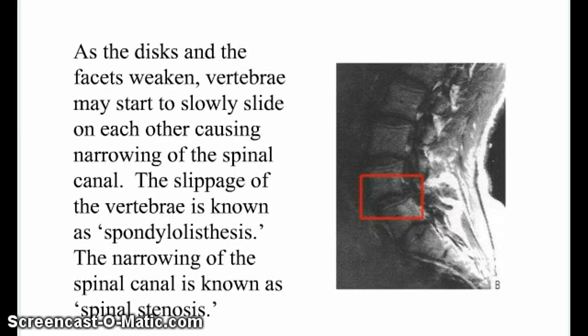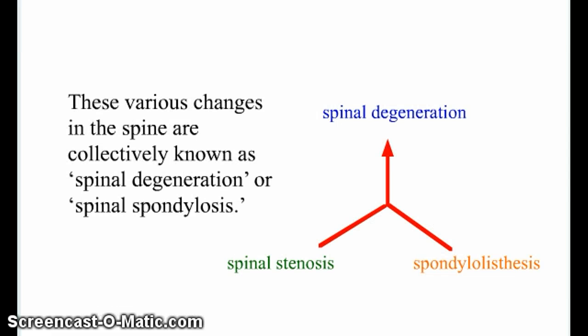As the discs and the facets weaken, vertebrae may start to slowly slide on each other, causing narrowing of the spinal canal. The slippage of the vertebrae is known as spondylolisthesis. The narrowing of the spinal canal is known as spinal stenosis. These various changes in the spine are collectively known as spinal degeneration or spinal spondylosis.